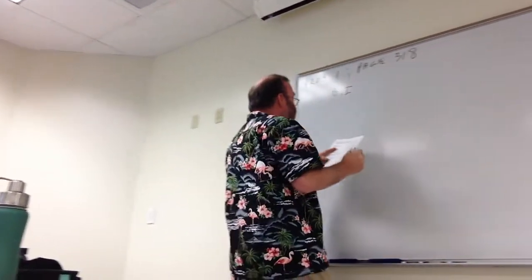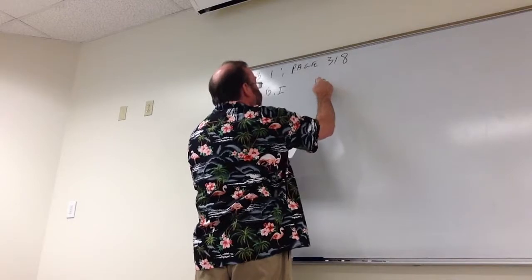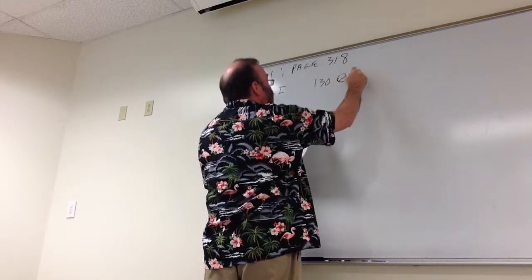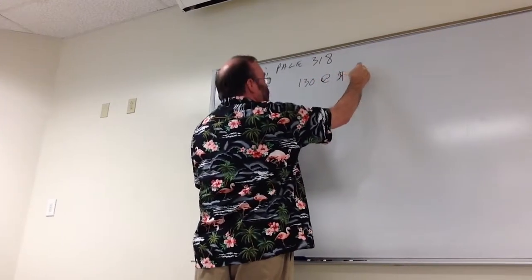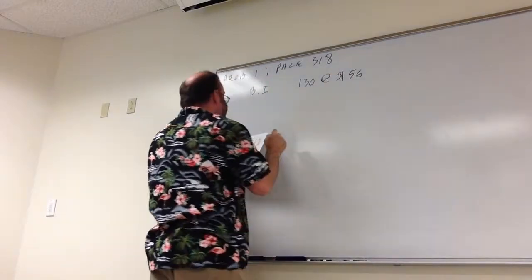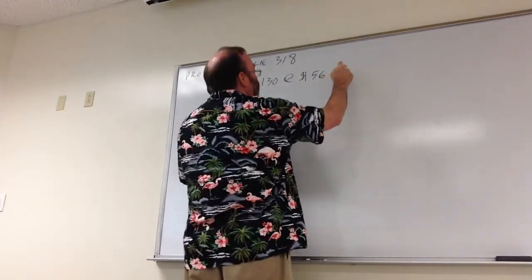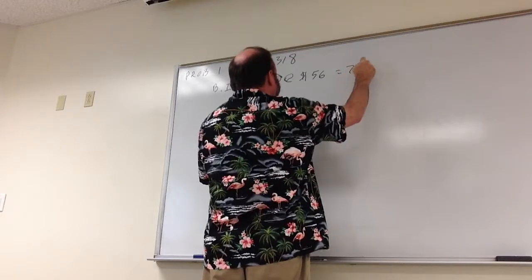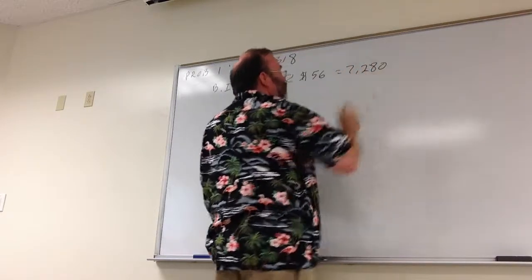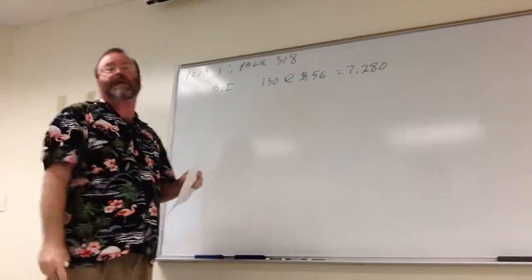There we go. All right. So we start with beginning inventory. We had 130 units, each costing us $56. That's a total of $7,280 for the value of beginning inventory.